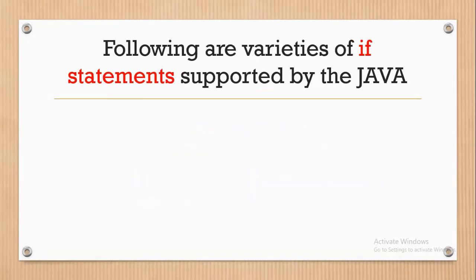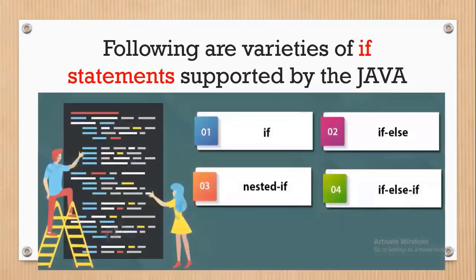Following are the varieties of if statement supported by Java. First one, simple if statement. Second one, if else statement. Third one, nested if else. And the fourth one, if else if statement, sometimes known as else if ladder. So there are four types of if statement supported by Java. We will check the syntax of each one with an example.